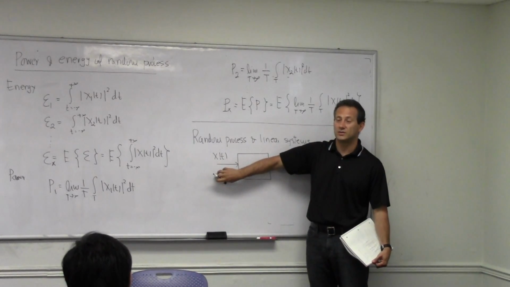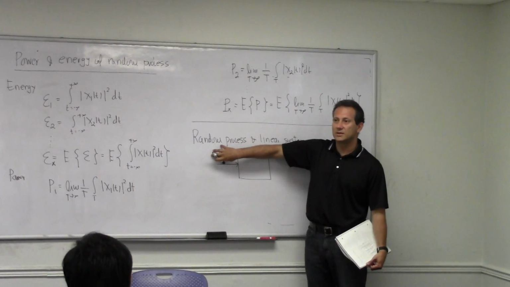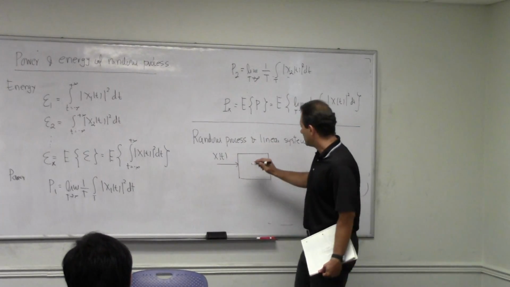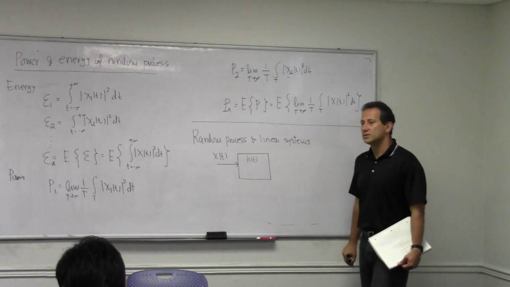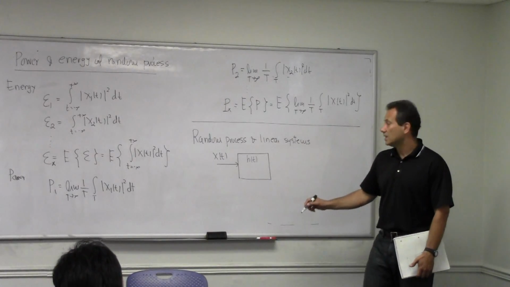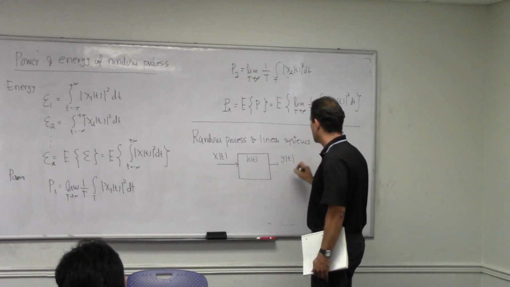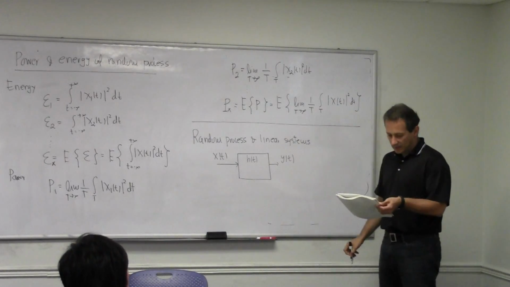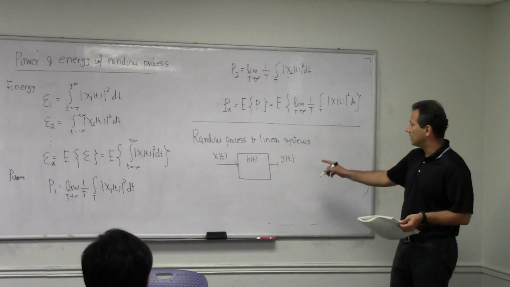How do we characterize the random process in the frequency domain? But so far I'm presenting some random process x of t to a linear system, which I know can be characterized with its impulse response. And I'm getting some output y of t. Okay? What is it that I immediately know about this y of t?